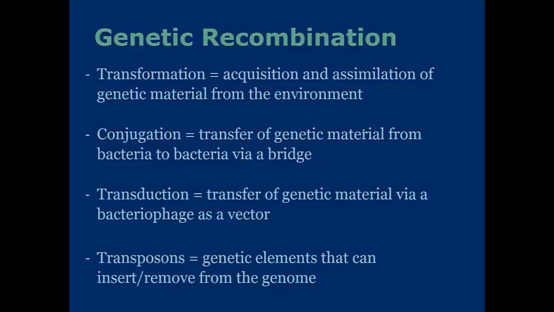Transduction is the transfer of genetic material via a bacteriophage as a vector. In genetic recombinations in the laboratory, biochemists will often put this into a virus and infect bacteria to propagate a change, and then they will select via chemicals or other methodologies the bacteria that have successfully incorporated this vector. Lastly, there are transposons. Transposons are genetic elements that insert or remove from the genome.